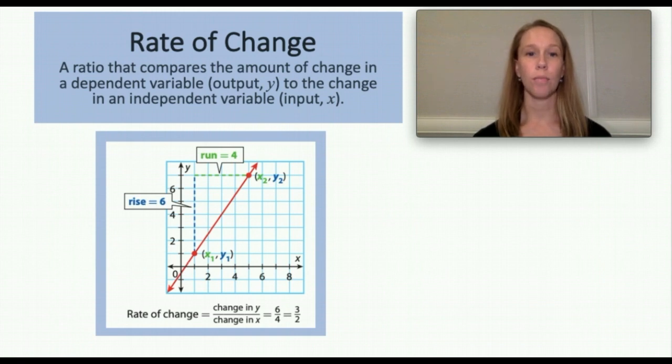So on a graph, when we determine rate of change, it's essentially the same thing as slope. We take the change in y over the change in x. And if that ratio has a change in x of 1, meaning the denominator, the bottom number in the ratio, is 1, then we have the unit rate. And we can interpret that through the graph, looking at the rise and the run, or the equation for determining slope. So that's what we're going to be doing today, in a variety of different ways of looking at it.